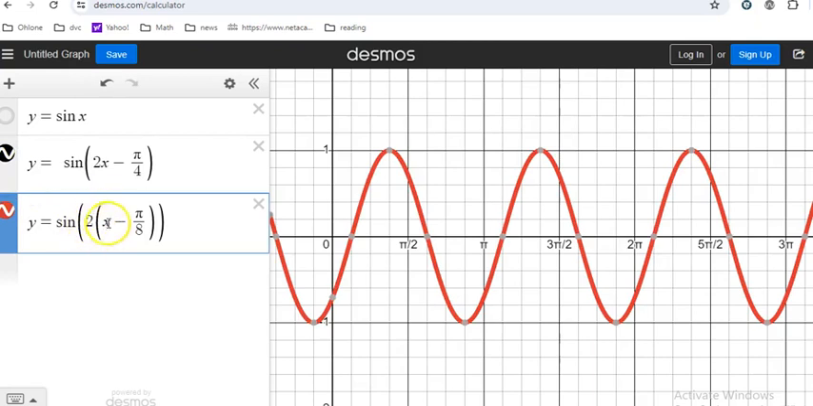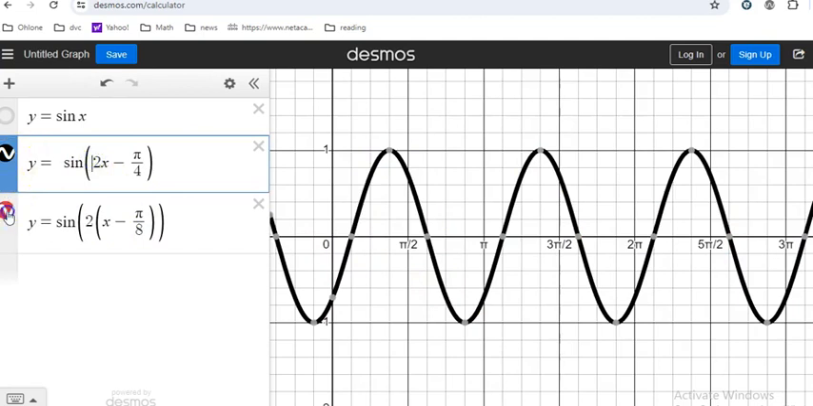So 2 times the quantity x minus pi over 8 is the same as 2x minus pi over 4, because the phase shift, if you factor, is really pi over 8. You see how the function starts later, at pi over 8. Whereas here, we don't start at pi over 4. We start at pi over 8 because it's pi over 4 divided by 2. See the difference? The book usually just writes 2x minus c, so the actual phase shift is c over b. If your c is inside the parentheses with b, then that is the phase shift.